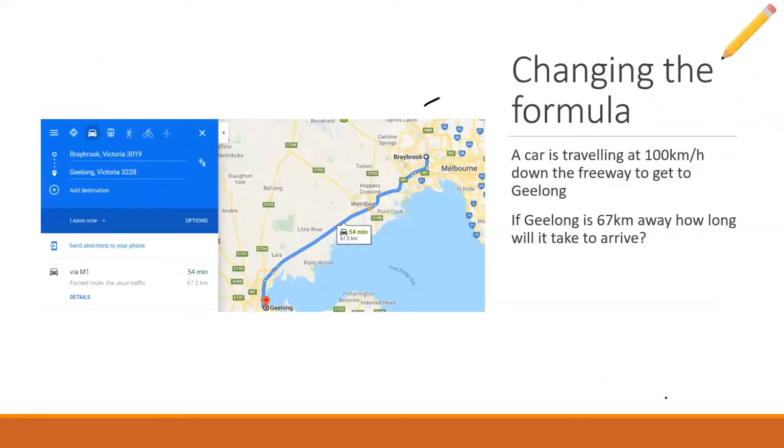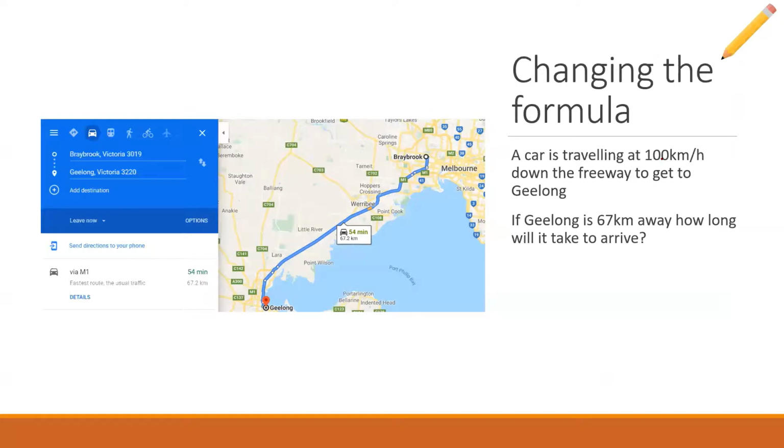Now, the next thing is changing the formula. Okay, the car is traveling, and this is how are we going for time? Oh, we've got some time. We should be able to get through this whole lesson. I'm actually pretty happy with that.